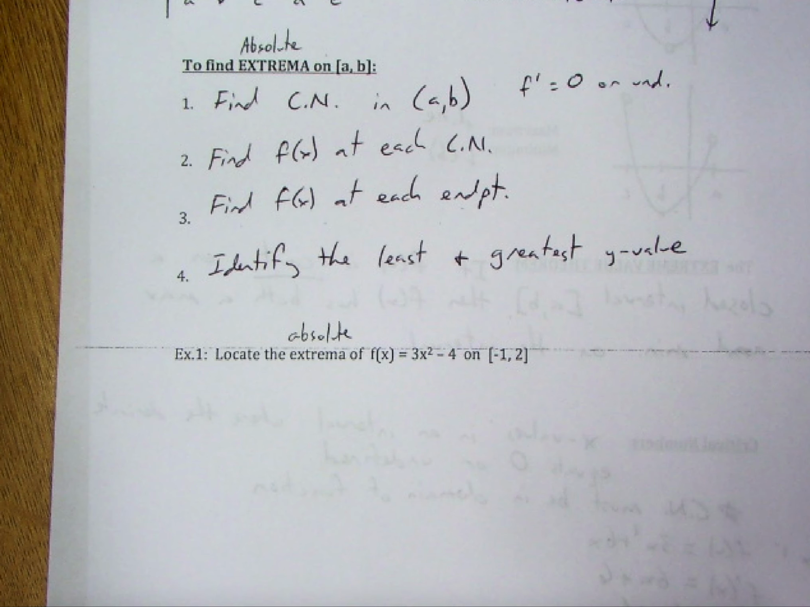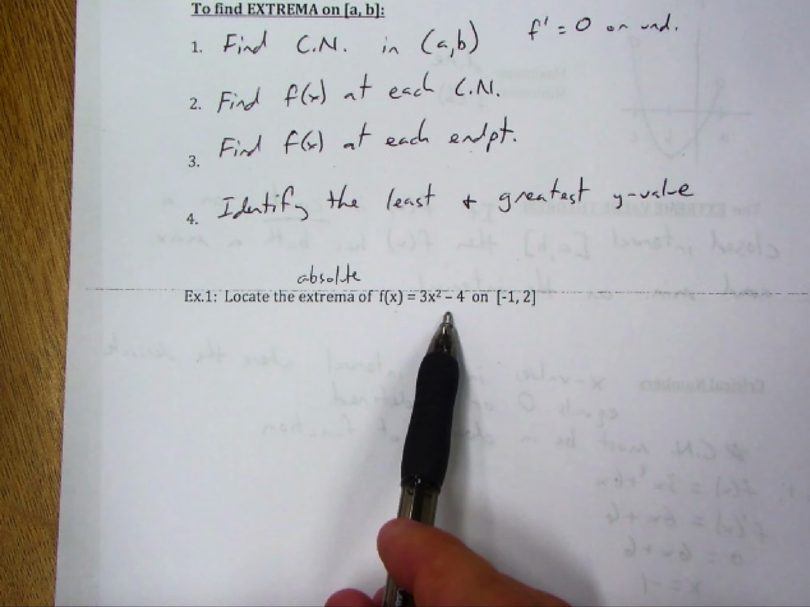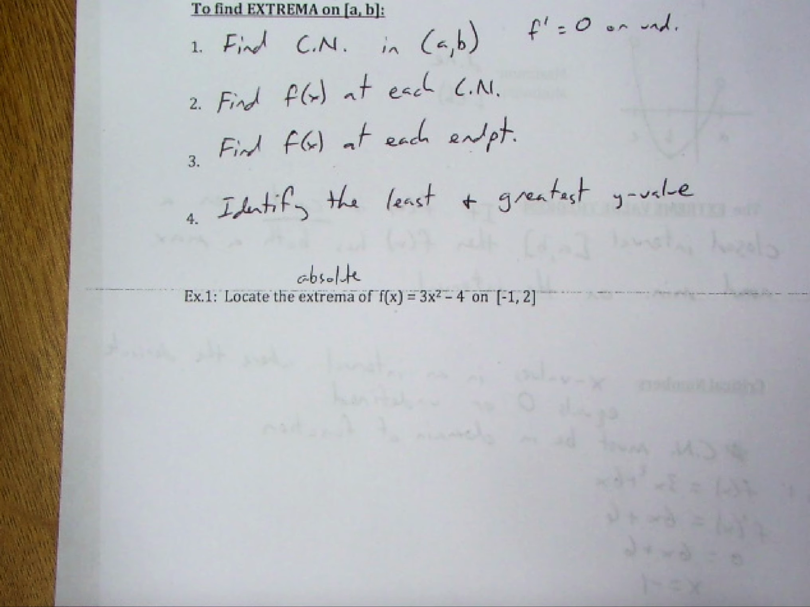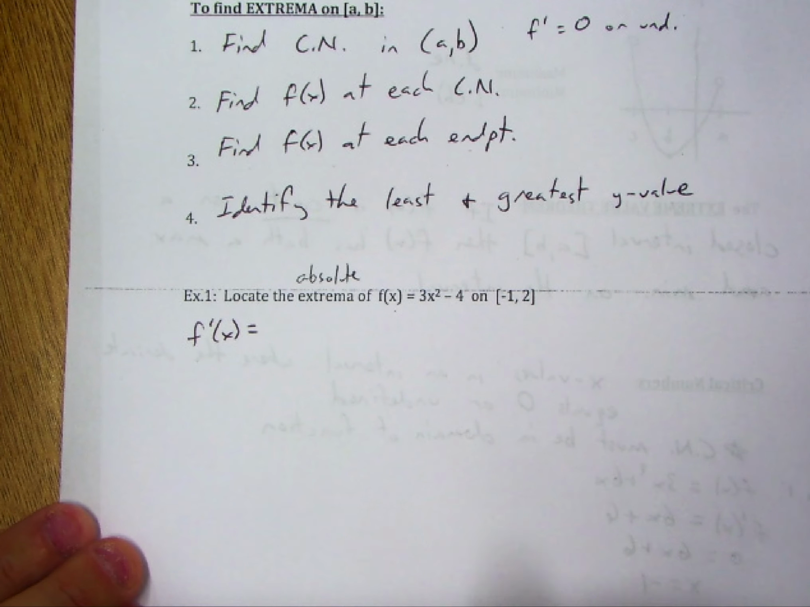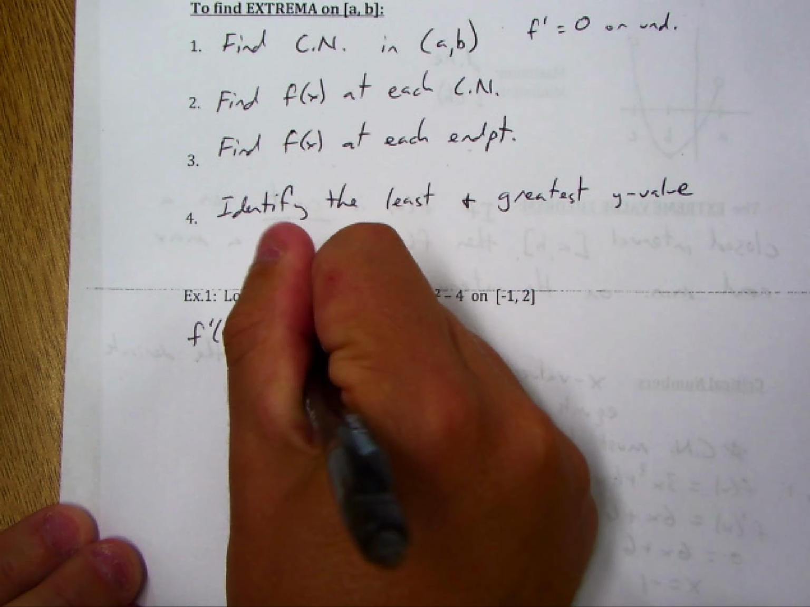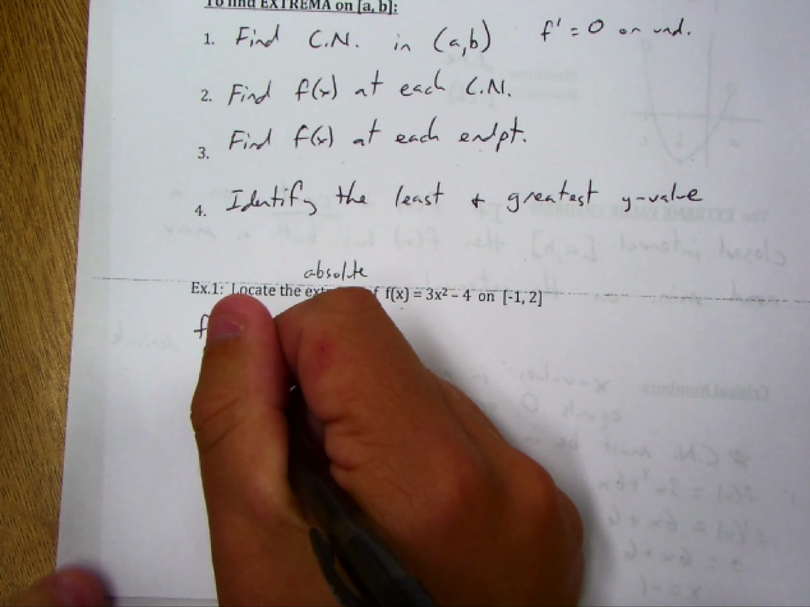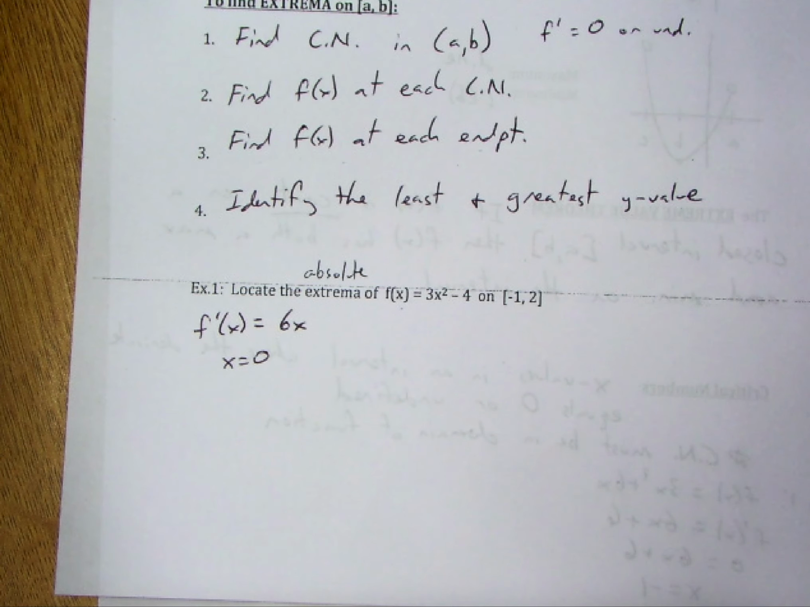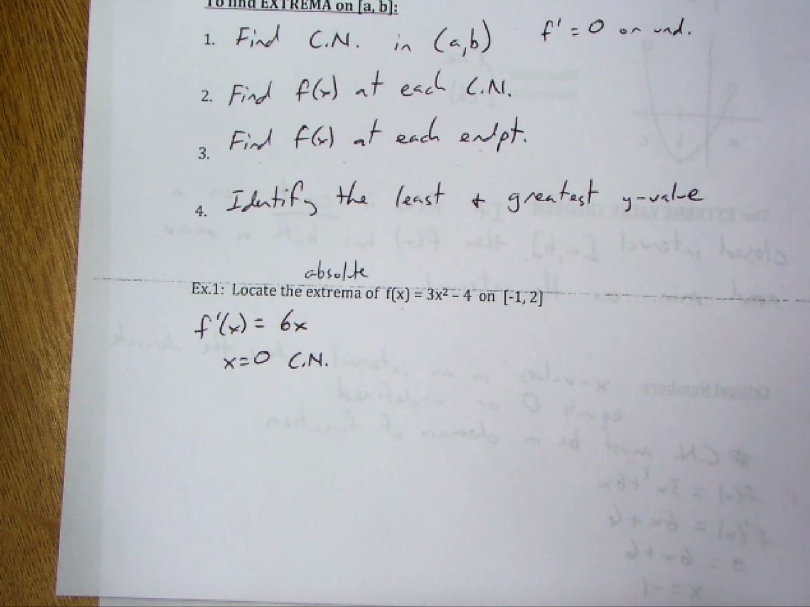All right, let's do a couple examples. Locate the absolute extrema of this function on -1 to 2. Following our procedure, we first have to find critical numbers. So I have to find f prime. So 6x. And then I need to find where this derivative equals 0 or is undefined. Obviously that's going to be at 0. 0 makes this 0. So that's our only critical number right there. 0 is a critical number.